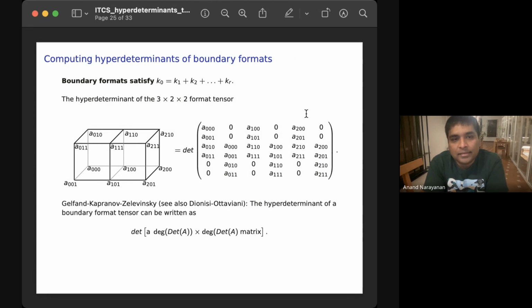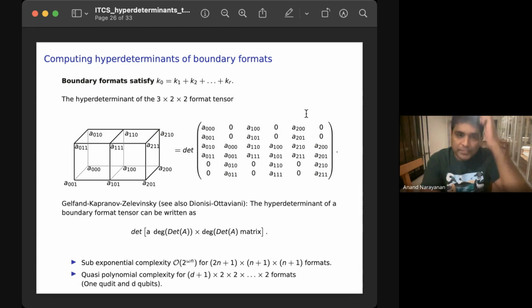What happens is that on the right, you get a square matrix whose dimensions are equal to the degree of the hyperdeterminant times the degree of the hyperdeterminant. And usually, the degree of the hyperdeterminant can be exponential in the length of one of the vectors, or worse. So, apologies again. What's on the right is a huge matrix. So don't always expect fast polynomial time algorithms for boundary formats.